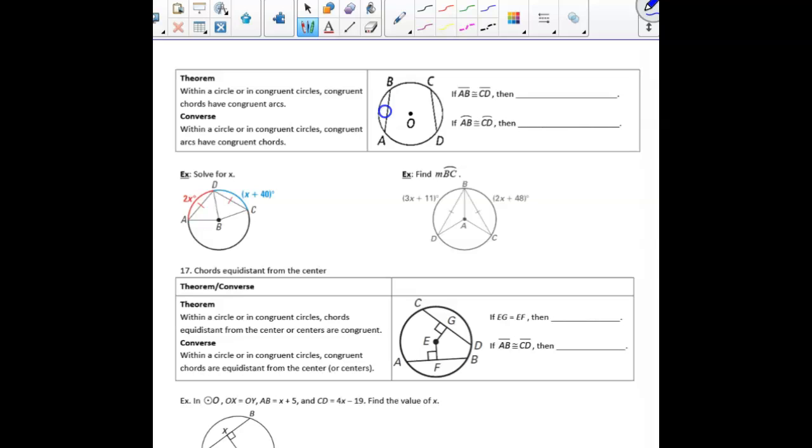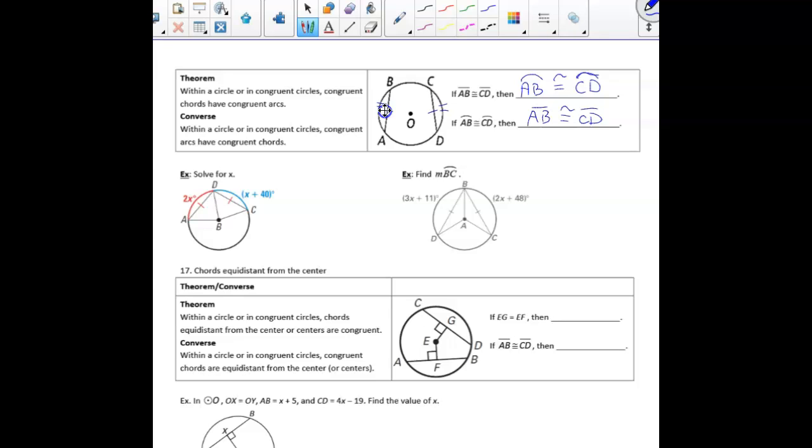Within a circle or in congruent circles, congruent chords have congruent arcs. Okay, and converse of that is also true. So if these two chords are congruent, these two arcs are also congruent. And the converse of that is true. So line segment AB is congruent to line segment CD. Arc AB will be congruent to arc CD. Okay, and the converse of that turns out to be true as well.